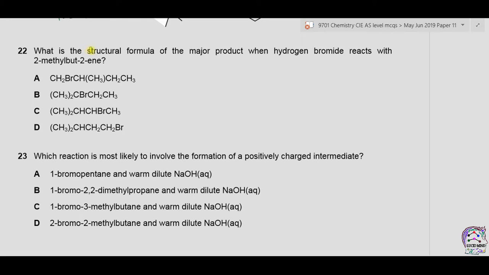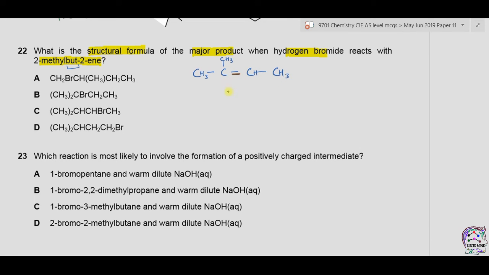Question 22. What is the structural formula for the major product when hydrogen bromide reacts with 2-methyl-but-2-ene? Let's draw the structure of 2-methyl-but-2-ene. In the long chain we have 4 carbon atoms as it is but. On the second carbon we have a methyl group attached, so we can write CH3. Again it is 2-ene, so it means between the second and third carbon there is a double bond present. Rest are the number of hydrogen atoms, so 3 with this one, 1 with this, and 3 with this one.